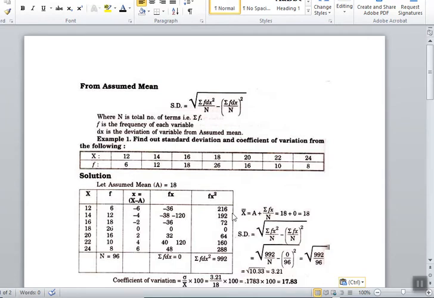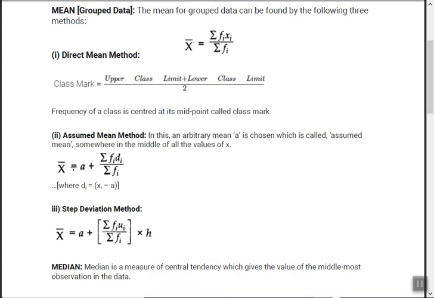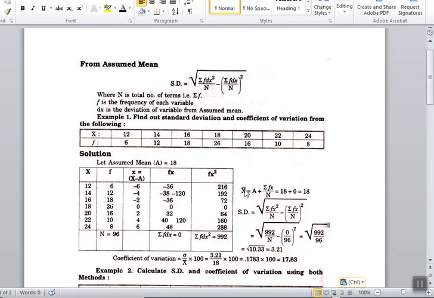So the remaining things are the same. What we do is find out summation fx. So x bar equals A plus summation fx upon n. Or you can write it like this also, A plus summation fi xi upon summation fi. This is also called d. So x bar equals A, the assumed mean 18, plus summation fx.